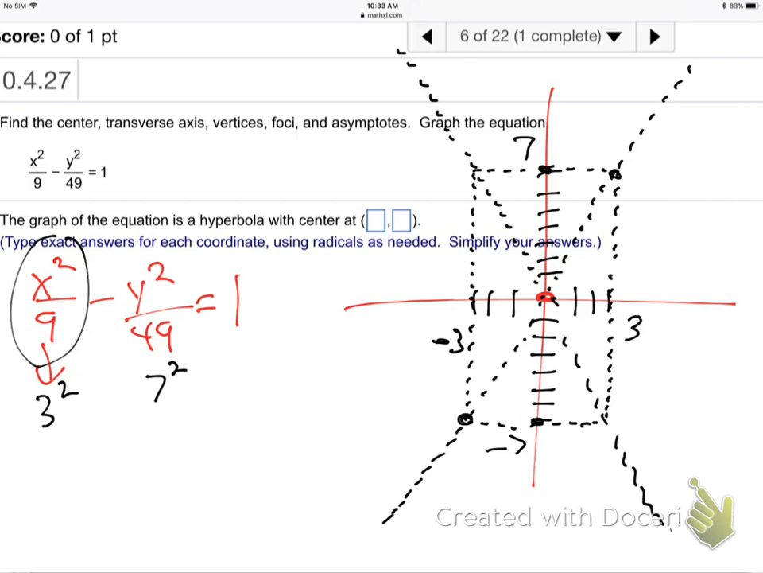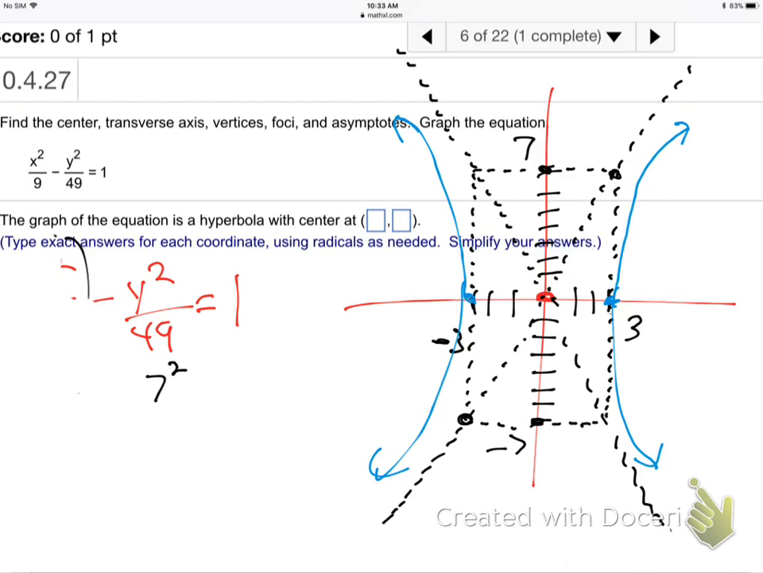So that means you start in the middle right here. It always starts in the middle point, and you go right and up, and middle, left, like that. So there's the branches. Okay, so there's the general look of the shape. Now they want me to give them all the particular details. So let's get that.